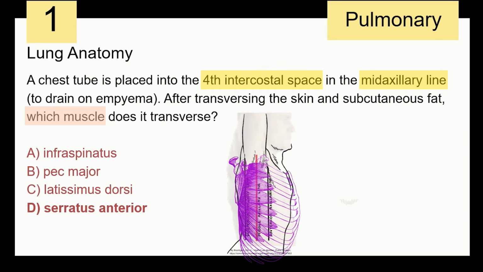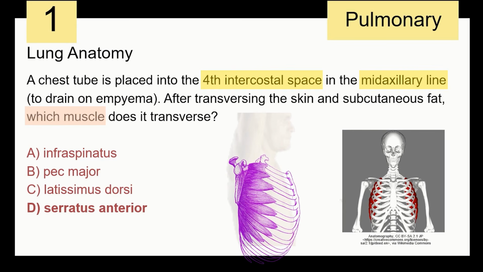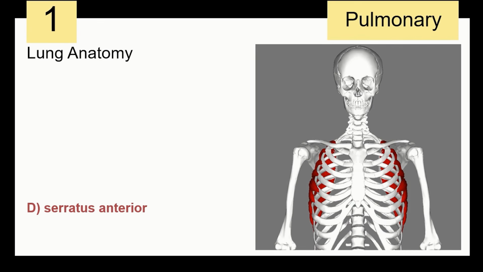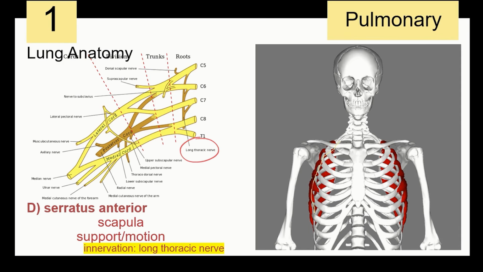This is more of a Step 1 than a Step 2 question, but it still may come up. And here again is another image of the serratus anterior in red. And here is where the chest tube was placed. Soon we're going to go over where chest tubes are most commonly placed, and here it was at the fourth intercostal space. And just to review some basic anatomy, serratus anterior is a muscle involved in scapular support and motion, and it's innervated by the long thoracic nerve, as you can see faintly over here in yellow. And in this annoying brachial plexus picture, we see the long thoracic nerve originating from C5, C6, and C7.